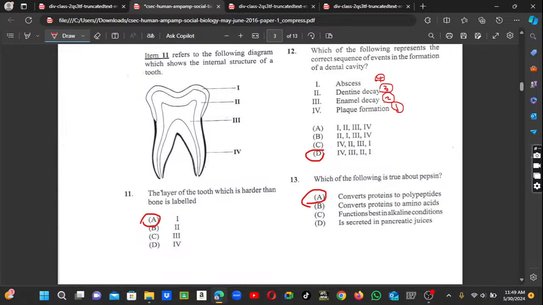Alright, number 13 now. It says which of the following is true about pepsin? We all know that the true statement about pepsin is that pepsin converts protein to polypeptide. Alright, so the answer would be A for number 13.